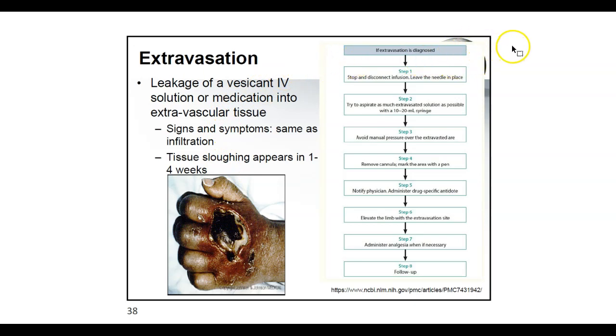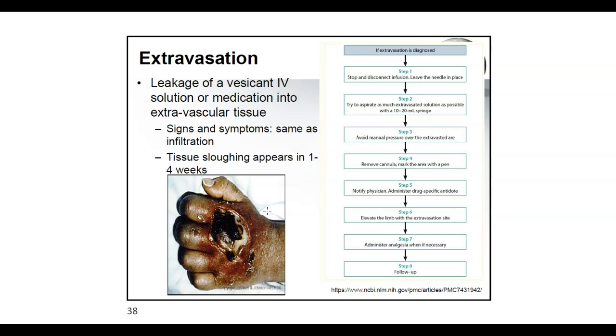So if extravasation is diagnosed, make sure you stop the infusion. Hopefully you don't have to wait until this happens, right? Make sure you're not waiting until you already have this, because at that point it's kind of late. I mean, you still want to disconnect it, but you want to avoid getting to this point. So stop the infusion, leave the needle in place or the catheter in place.